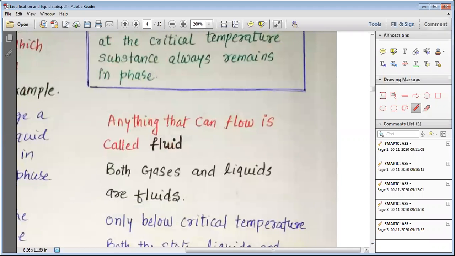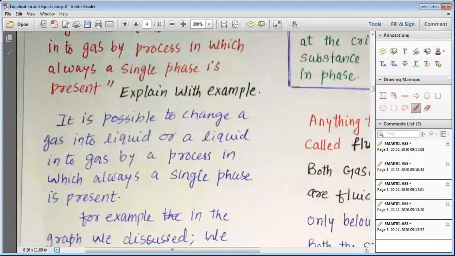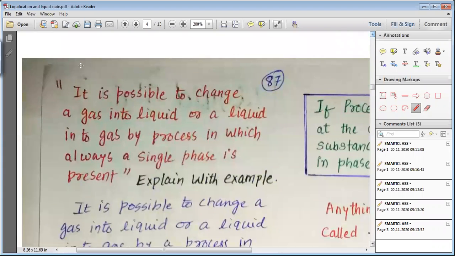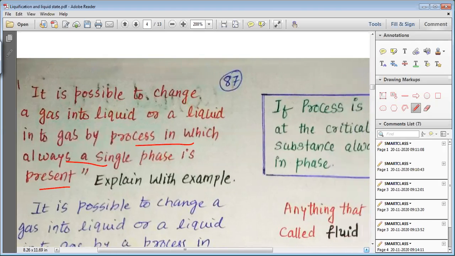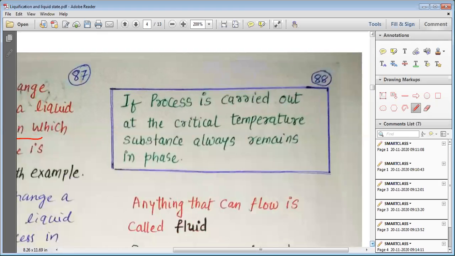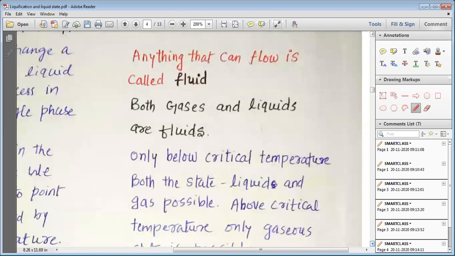My dear students, we have even seen yesterday that it is possible to change a gas into liquid or a liquid into gas by a process in which they remain always in a single phase, and we have seen how we can move from A to F, and then along the axis 31.1 degree centigrade we reach the point G, and when we reach point G we go towards D, and by doing that when we cross H the gases can be liquefied.